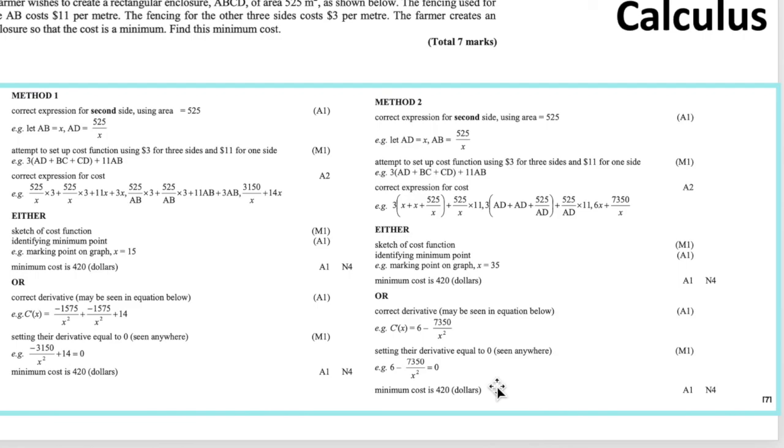But this is just so that you're aware that sometimes a lot of methods can work. You can see here they accept either: you can do a sketch of the function, finding the minimum point on the graph, and finding the answer. Or you can also find the derivative, equal it to 0, and solve. So it's really just up to you, but you still get the exact same marks.